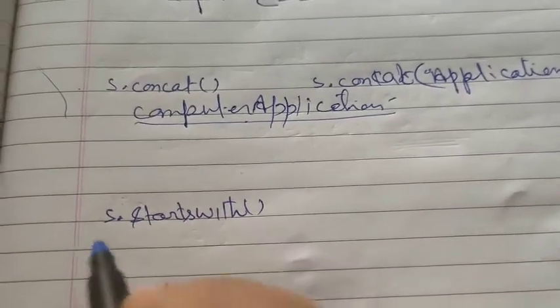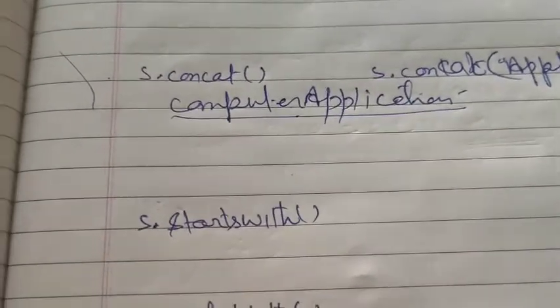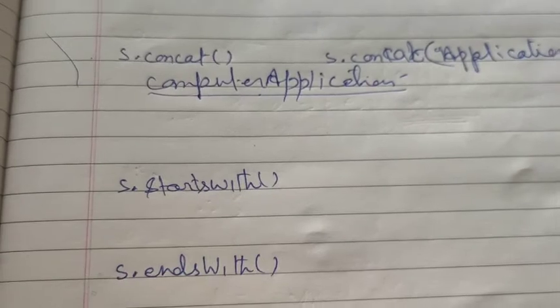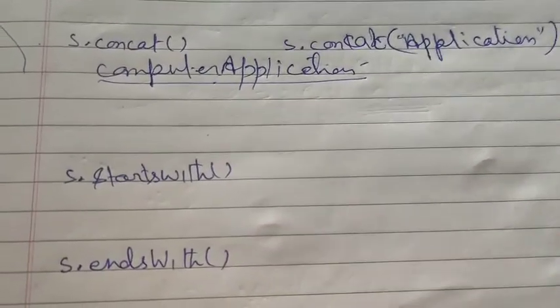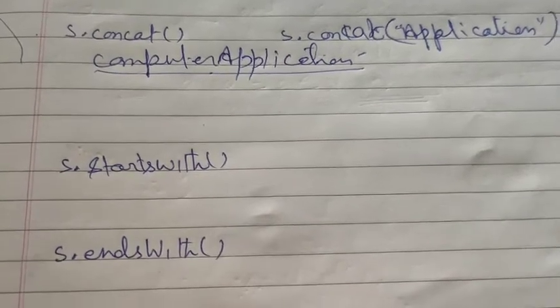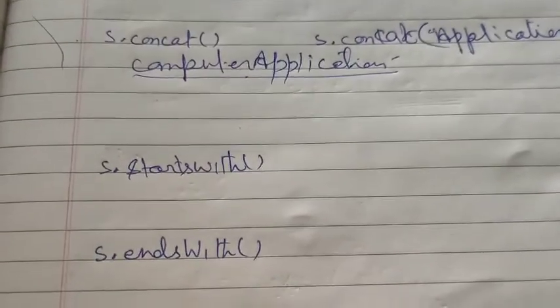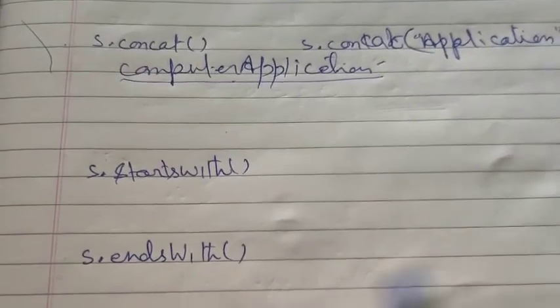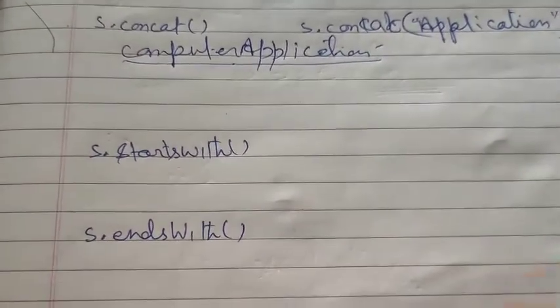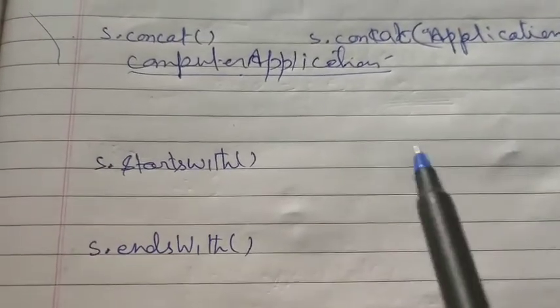Now come to the next, that is s.startsWith. S.startsWith means if you want to find out whether a word is started with some character or some word, then you can check whether it starts with it or not. I have written here "computer application", so I will write s.startsWith("computer"), and then it will give me a true value.